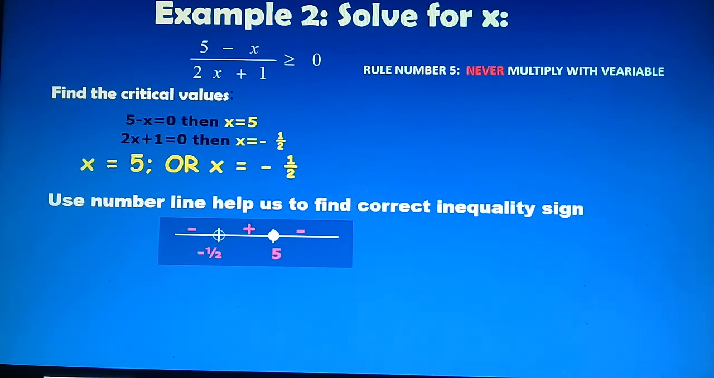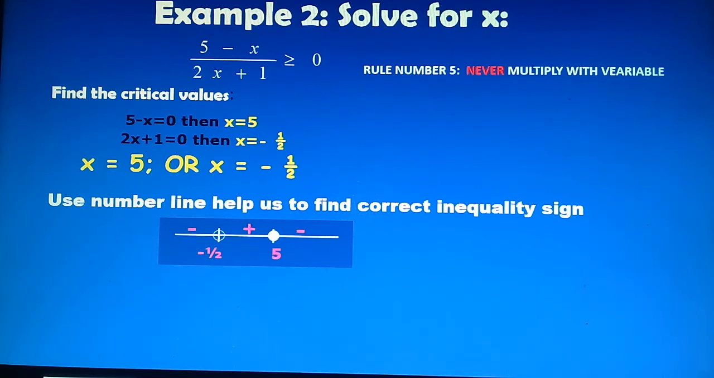Then choose any number greater than 5. You can choose 6, you can choose 7, any number that is bigger than 5. Substituting, you get the negative sign. The most important thing: as you can see, it is negative, positive, negative. If you got negative, negative, you have to know that you did something wrong. If we started with positive, we are supposed to have positive, negative, positive. Okay, this is our number line.